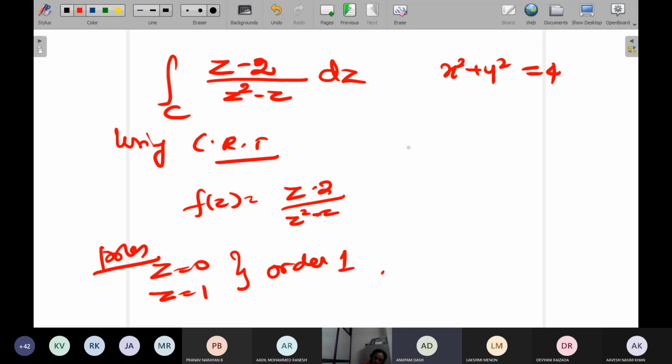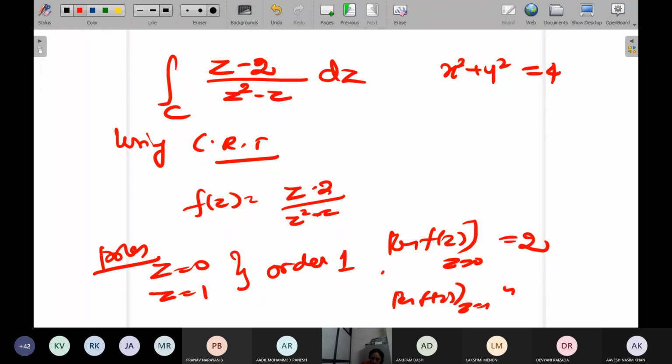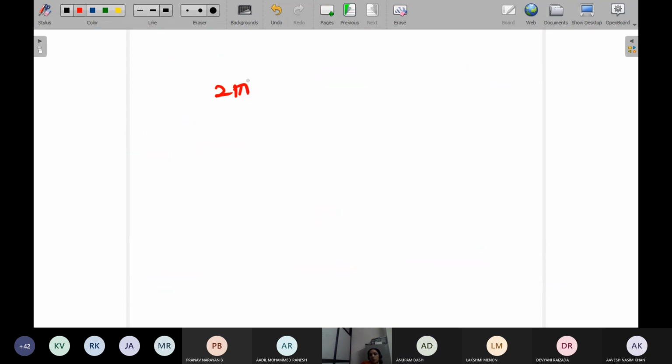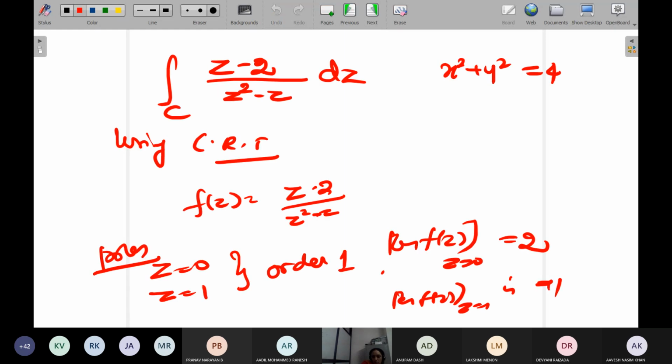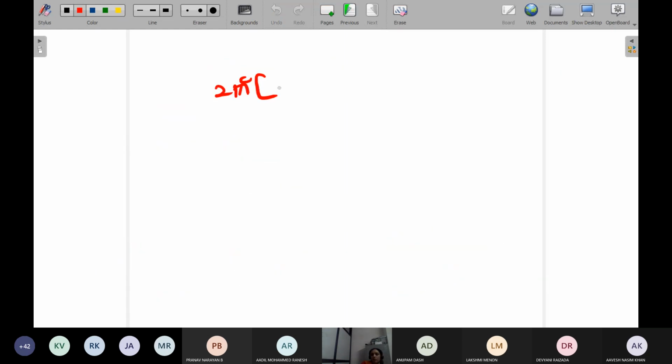What are the answers? Residue at z equals 0 is 1? No, it's 2, ma'am. Yes, residue of f of z at z equals 0 is 2. Good. Residue of f of z at z equals 1 is minus 1. Now find out the integral value. It will be 2 pi i into the sum of the residues. The sum of the residues is 2 minus 1, which is 1, so the integral is 2 pi i. Yes, ma'am, 2 pi i.